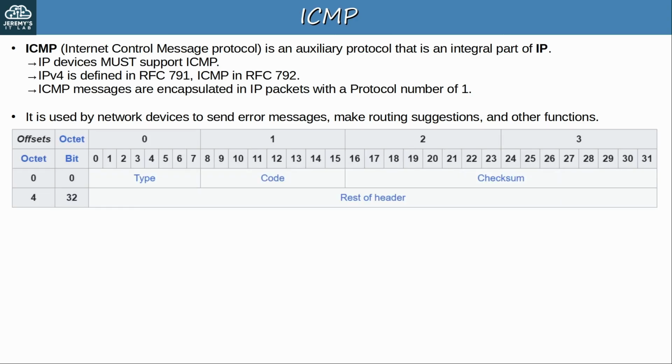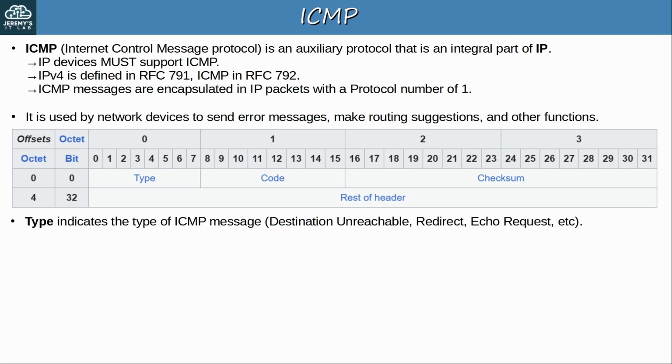This is what the ICMP header looks like. It's quite simple, only 8 bytes. Let's go through each field. First, the type field indicates the type of ICMP message. For example, Destination Unreachable, Redirect, Echo Request, etc. Then, the code field is used to specify additional information for some message types. If it's a Destination Unreachable message, this code indicates why the destination was unreachable.